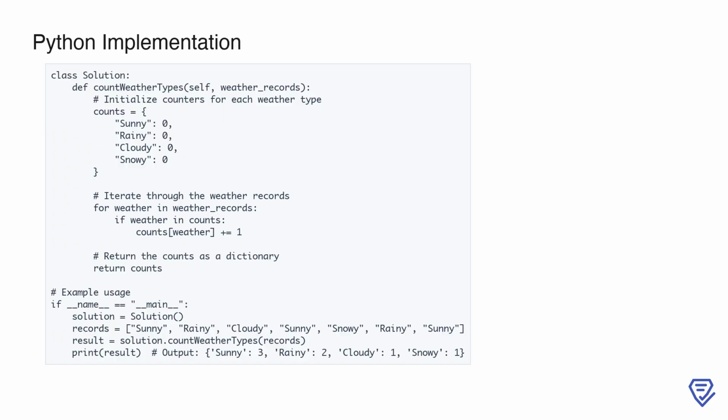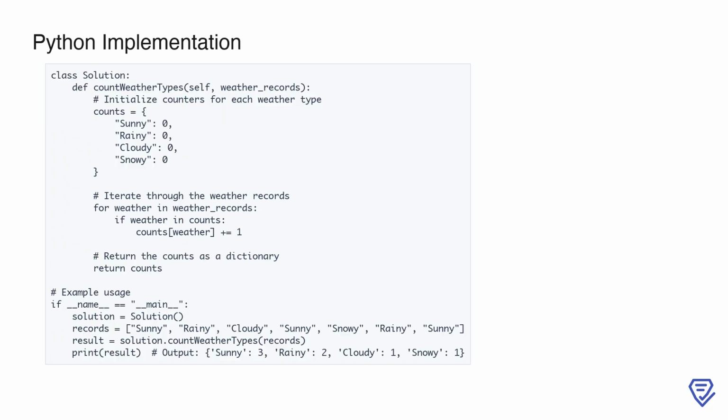After processing all the records, the dictionary counts contains the final counts for each weather type. The method returns this dictionary as the result. An example usage is provided in the main block. We create an instance of the solution class and call the countWeatherTypes method with a sample list of weather records. The output is printed, showing the counts for each weather type: sunny: 3, rainy: 2, cloudy: 1, snowy: 1.